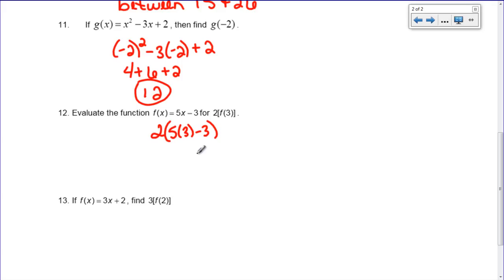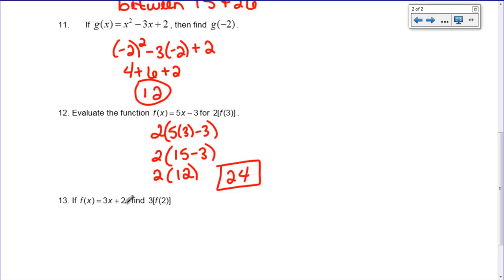Well, inside first, because that's what we do. We do parentheses first. So I have 2 times 5 times 3 is 15 minus 3. Well, 15 minus 3 is 12. And 2 times 12 is 24. So there is your solution. So number 13 is the same. It's the same kind of question, just a different function.